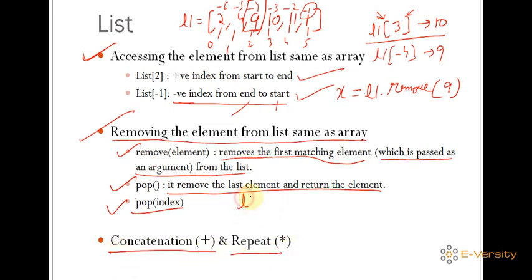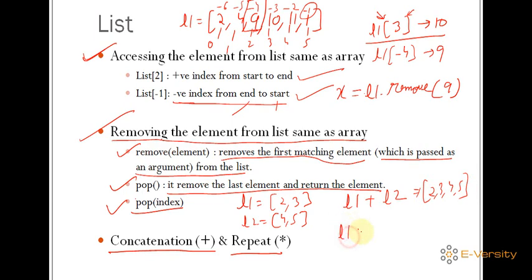Now next is concatenation and repetition. Suppose we have a list L1 equal to 2, 3 and L2 equal to 4, 5, and if you want to concatenate them, you can write just L1 + L2. The output is 2, 3, 4, 5. And for repetition, L1 multiplied by a number repeats the list. Okay, now I will implement all the things which I discussed here in a Python Jupyter notebook.